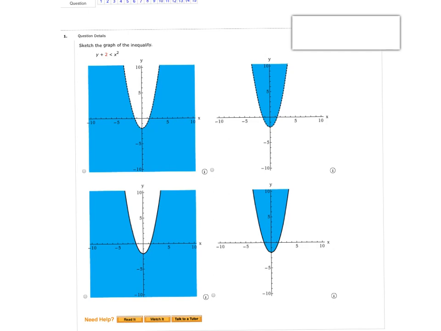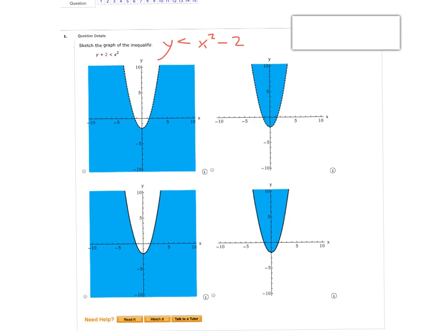All right, guys, let's start off here on number 1. For this one, I would always try to isolate y to graph it a little bit easier. So I'm going to subtract my 2 over there. So x squared minus 2 is a parabola with a vertex at negative 2, which I can see that all of these graphs are.